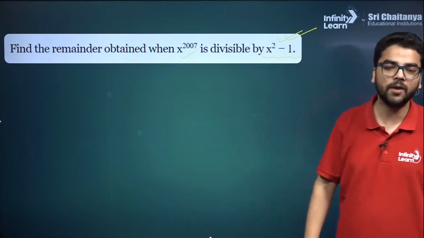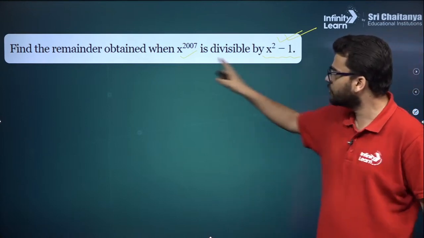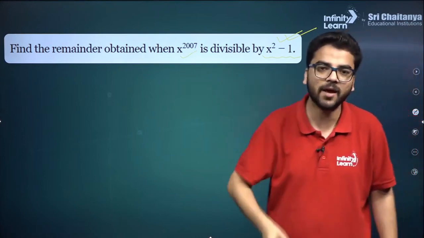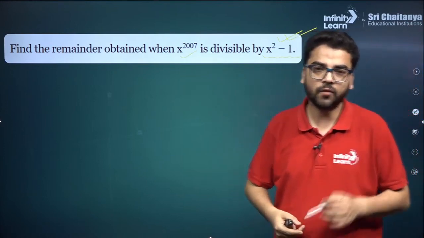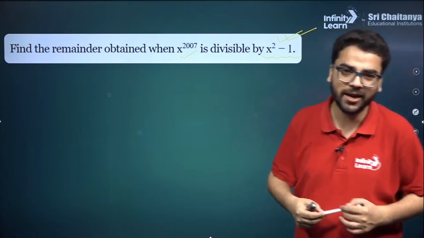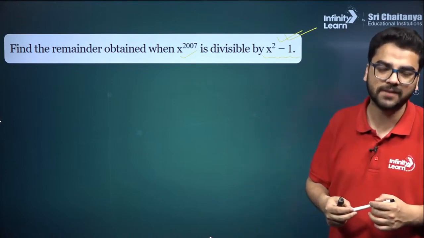Over here we will not be able to use the remainder theorem because the polynomial by which we are dividing this polynomial is not a linear polynomial. So what we can do, we can use the division algorithm. Have you studied the division algorithm, guys? Dividend is equal to divisor into quotient plus remainder.